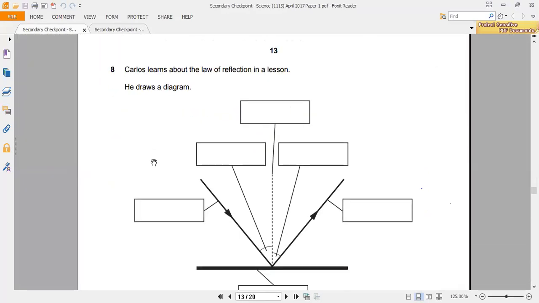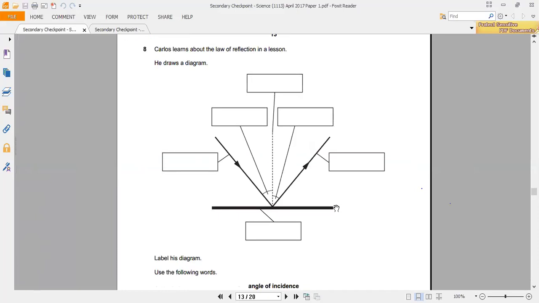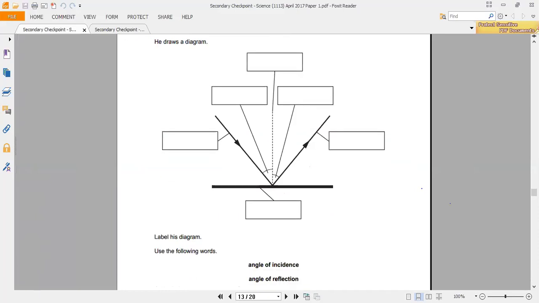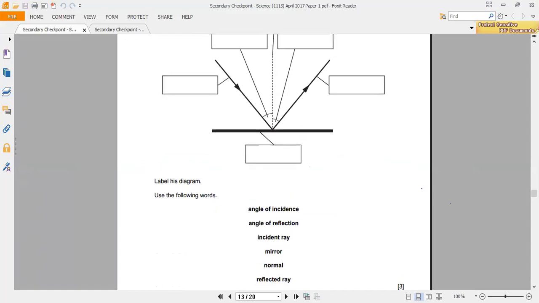Okay. Now, question number 8. Carol's learn about the law of reflection in a lesson. He draws a diagram. Label his diagram. Use the following words. We have angle of incidence, angle of reflection, incident ray, mirror, normal, and reflected ray.